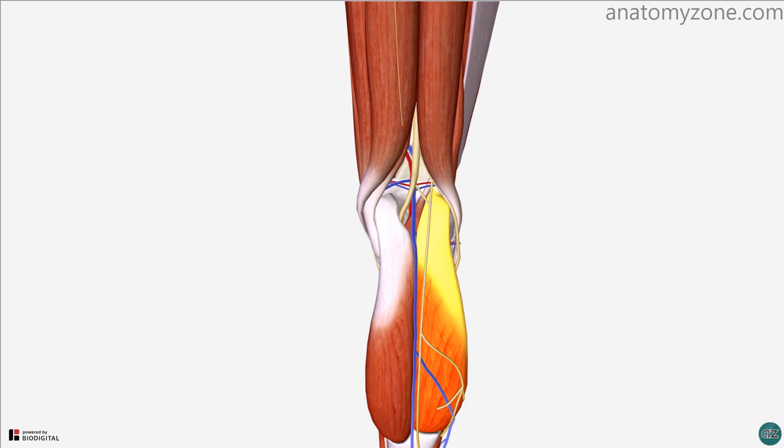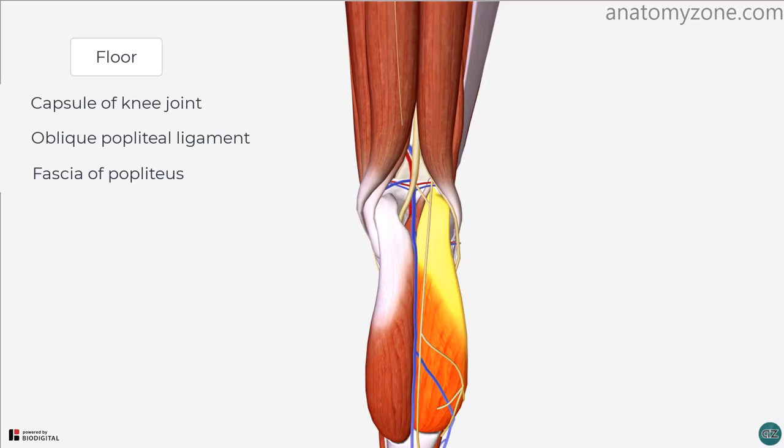In terms of the floor, it's comprised of the capsule of the knee joint and the oblique popliteal ligament, as well as the fascia of the popliteal muscle and the popliteal surface of the femur.